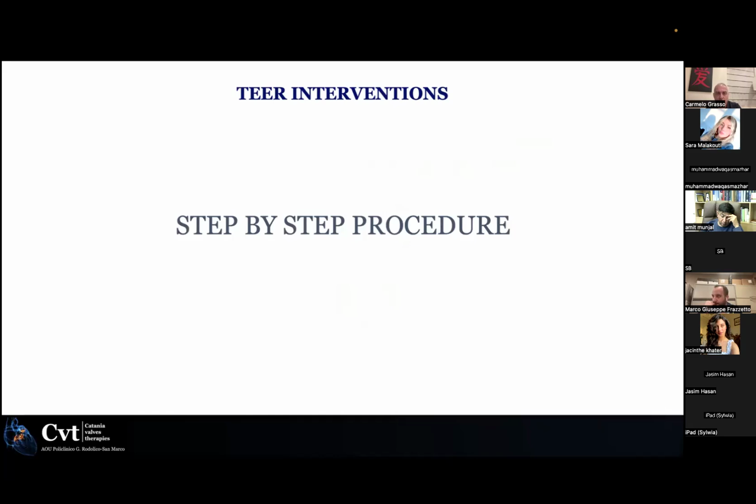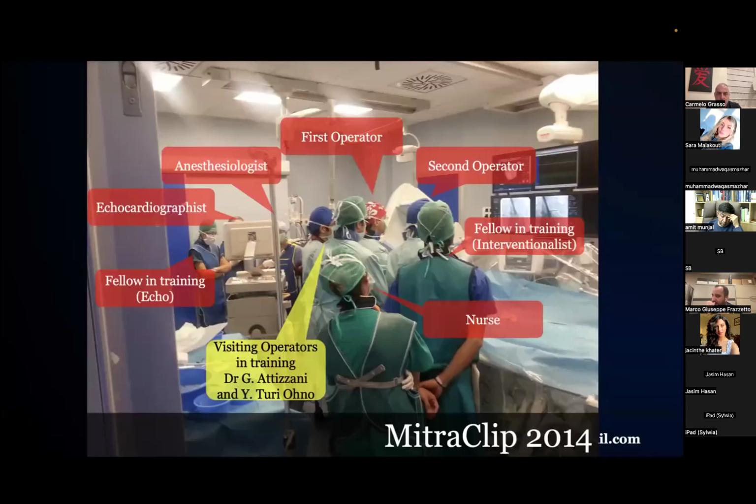So now I will show you a step-by-step procedure. What do you do when you deal with a TEER intervention? First of all, the setting of the cath lab. As you can see in the structural intervention, there are many operators inside. Usually at the table, we have a first operator and a second operator that helps you to maneuver the device. The anesthesiologist is somewhere at the head of the patient, of course, because we do the procedure with transesophageal echo, in general anesthesia.